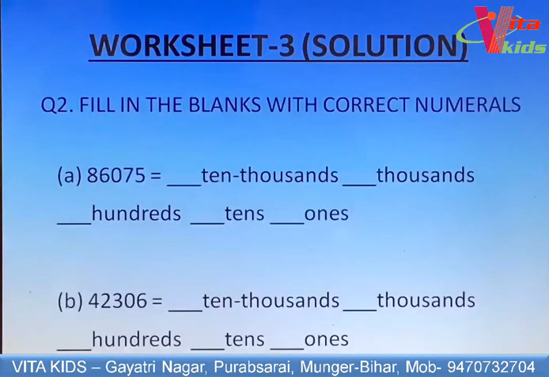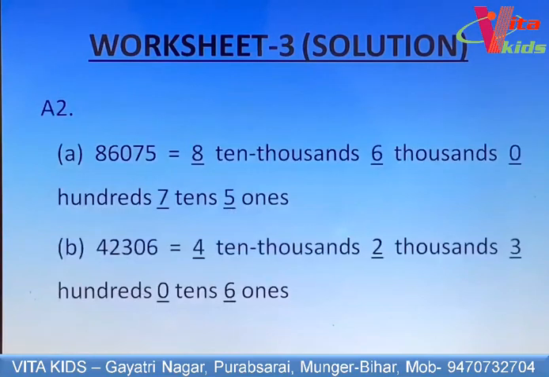Question 2. Fill in the blanks with correct numerals. This is just the reverse of what we have just done in question 1. If you have understood question 1, this is self-explanatory for you. Let us look at the answer. 8 ten-thousands, 6 thousands, 0 hundreds, 7 tens and 5 ones. In the B part, 4 ten-thousands, 2 thousands, 3 hundreds, 0 tens, 6 ones.